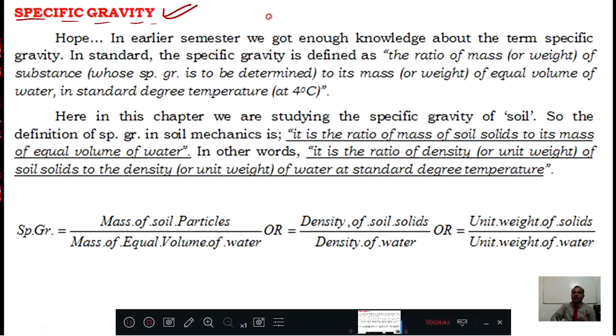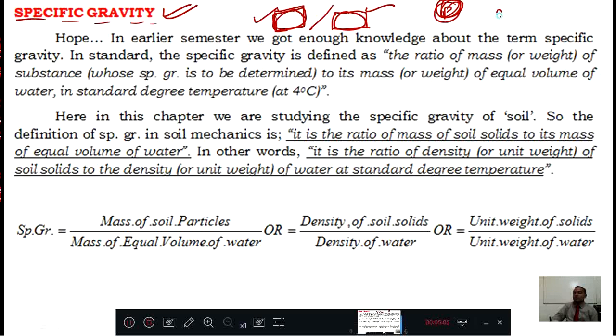Specific gravity means what? It is a comparison of a material to the same volume of water. If I have one box of some material and the same box of water, and I compare this mass and this mass, then I will come to know how many times heavier this particular material is than water.